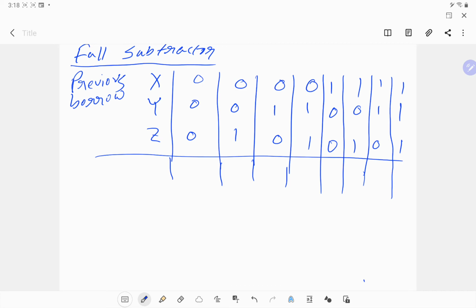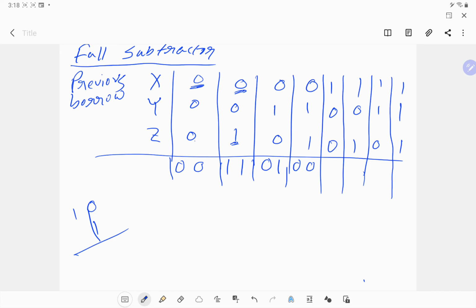So now, what do we do? By using the previous borrow, the previous borrow for the first combination is 0. So we add 0 with that 0, and 0 plus 0 gives us 0. So the difference is 0 and the borrow is also 0. In the next case, we add 0 with 1, and 0 plus 1 gives us 1. Now the actual subtraction is this, so we get a borrow here and the difference is also 1. So the difference is 1, borrow is 0. The difference is 0, borrow is also 0.